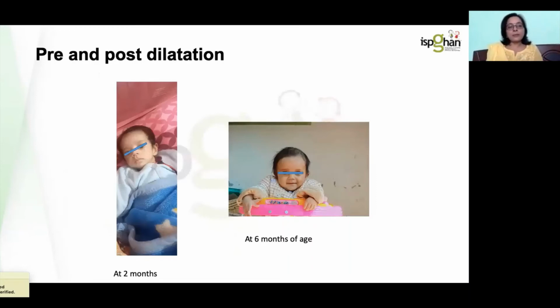So pre and post dilatation, this child who looked so emaciated and malnourished at 2 months of age, at 6 months of age was like a healthy child, eating well, and was ready to take on complementary feeds.